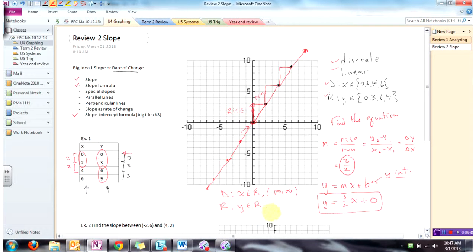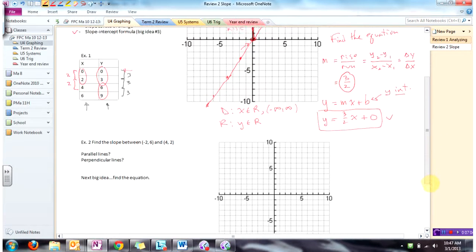The reason I'm able to now say that it's continuous is because, again, I found the equation. Without the equation, you just have a series of points. Alright, so let's go on. Again, the focus is slope. I want to talk about some other slopes, but let's do another question here.